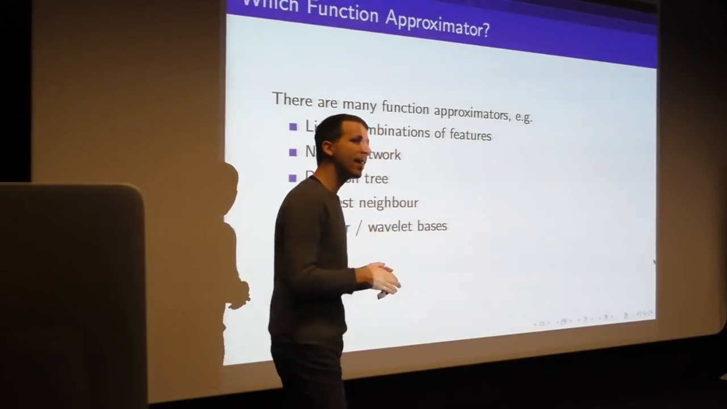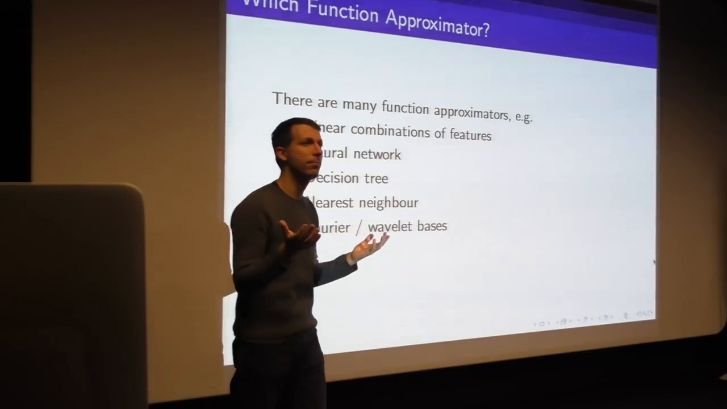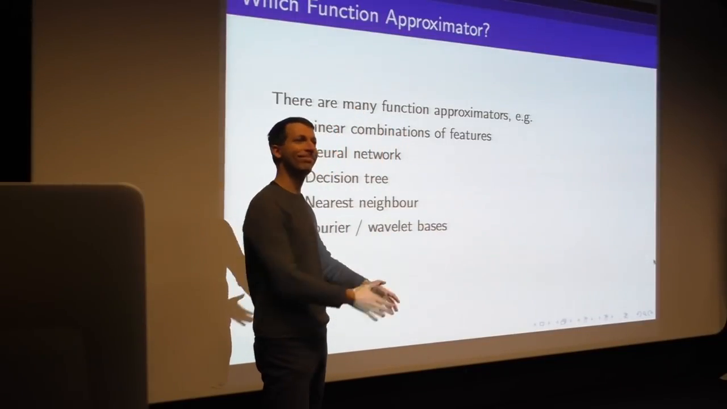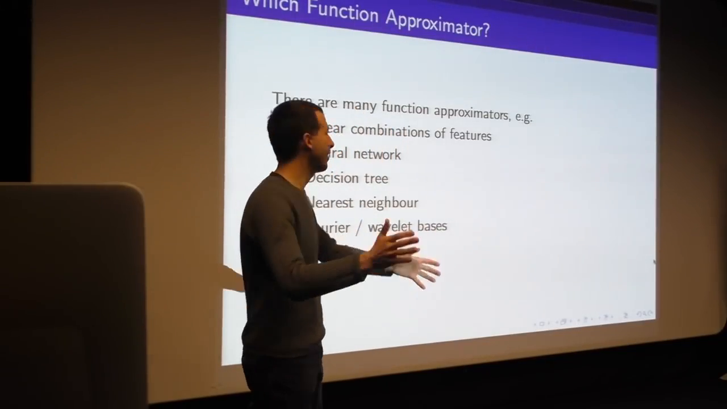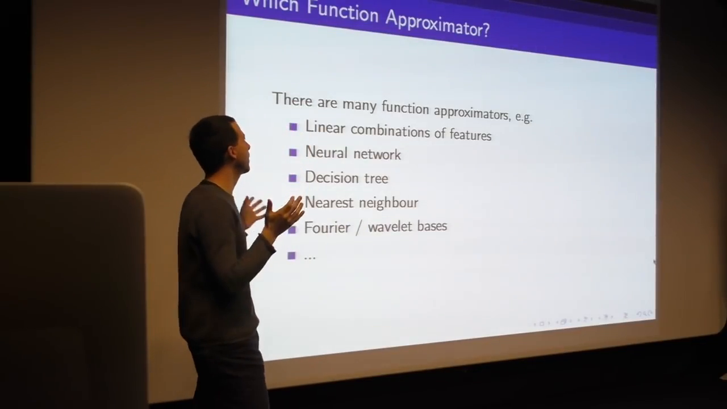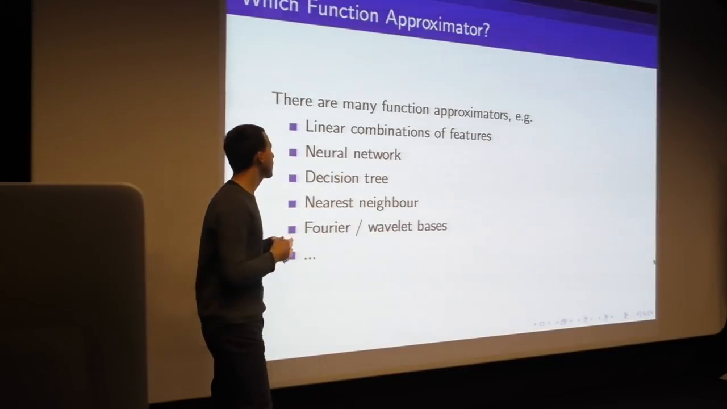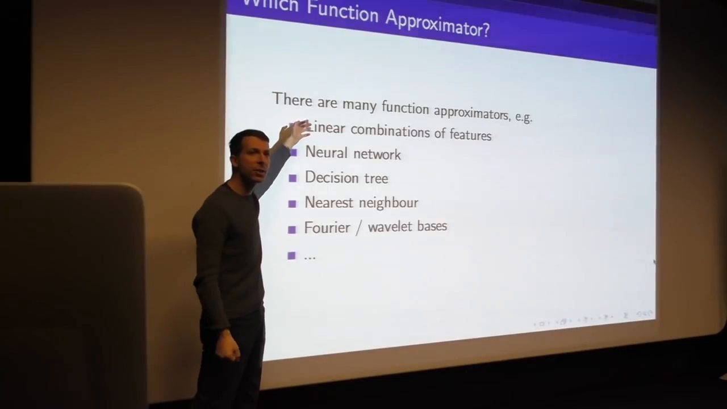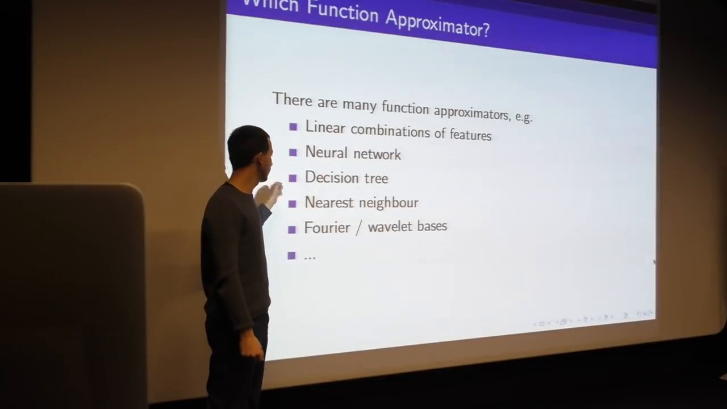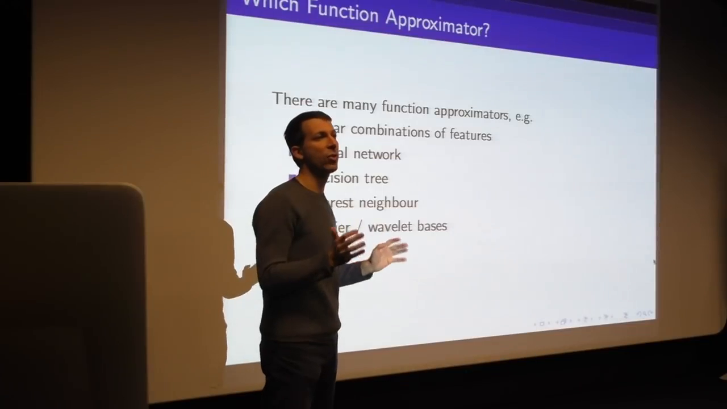So let's open up the black box a little bit now and ask the question, well, what should it be? What type of function approximator? So hopefully, during your experience of the machine learning masters or whatever else you're doing, you've come across a variety of different function approximators for supervised learning or perhaps unsupervised learning. Some of the most common ones are listed here: linear combinations of features, neural networks, decision trees, nearest neighbor, Fourier or wavelet bases. There's a whole bunch of different things you might try.